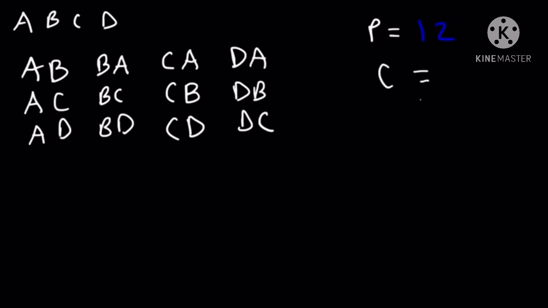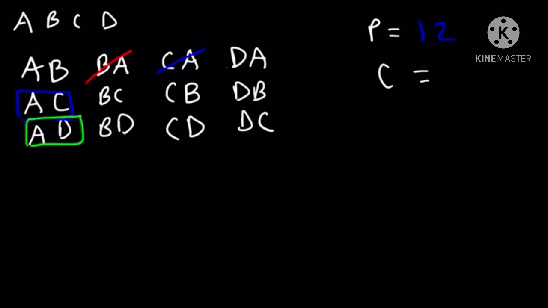In combination, the order does not matter. So, take a look back at AB and BA. In terms of permutation, these are two separate things. But for combination, you combine them, the same letters. And since the order does not matter for combination, they're counted as one combination. If we count AB, we cannot count BA. So, if we're going to count, let's say, AC, we cannot count CA.